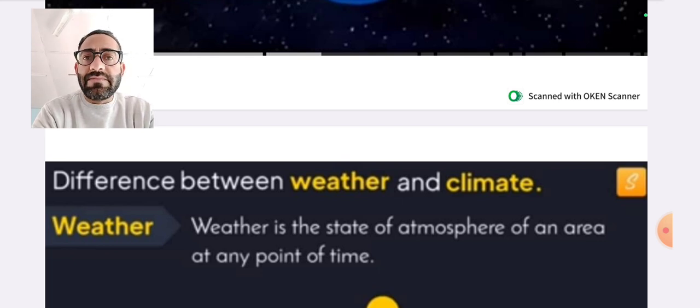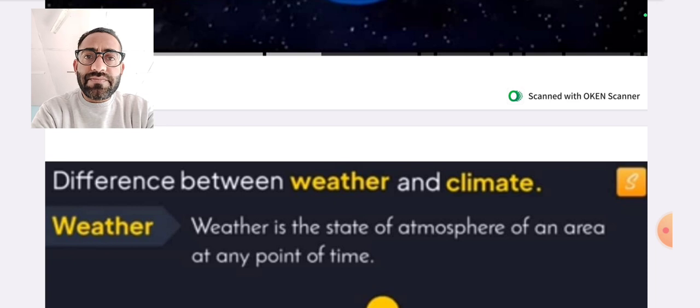Weather is the state of atmosphere of an area at any point of time. This is the definition of weather. Weather means the change in the average conditions of the atmosphere over a short period of time. That is called weather. Weather does not remain static. It always changes. Weather changes from day to day and hour to hour. And it is unpredictable. We cannot predict the weather conditions of an area. It is unpredictable and it is uncertain.